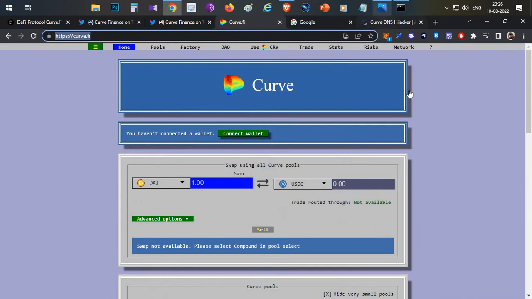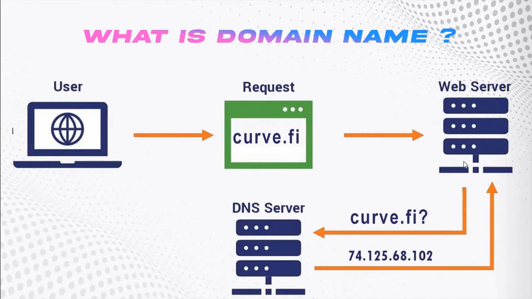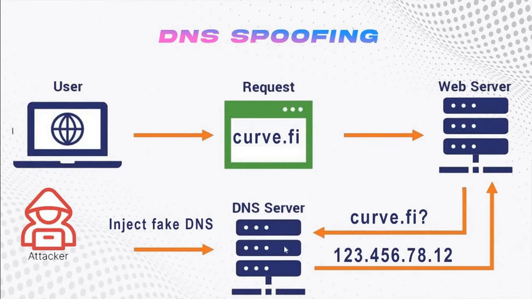Now what this hacker has done is he completely copied the website and made a similar website. It's just like a phishing page. He created an exact copy of the Curve.finance website which looks the same as Curve.finance. After that, he hacked the DNS server. He found the Curve.finance record in the table, and then he replaced the actual IP with the IP of the hacker's spoofed website.